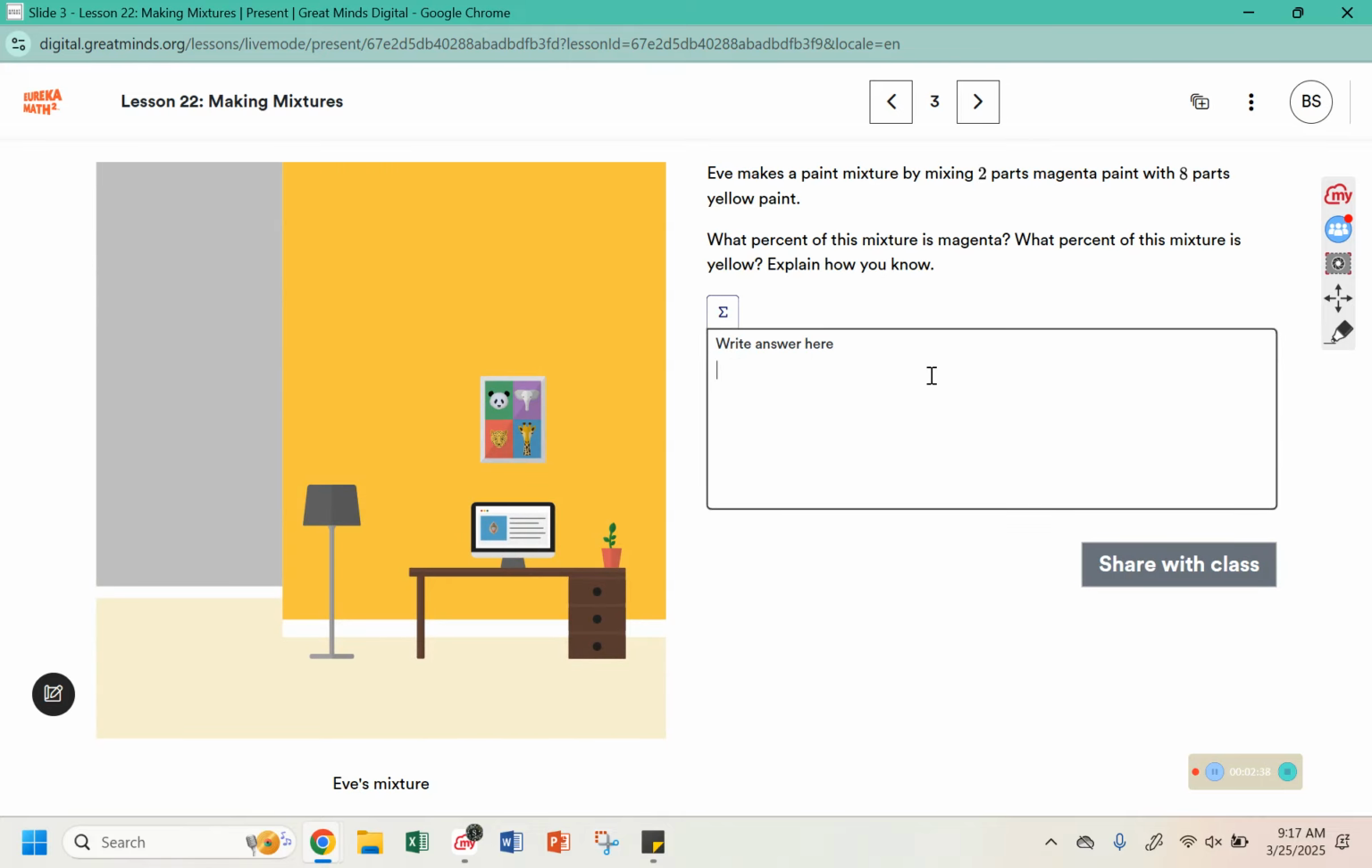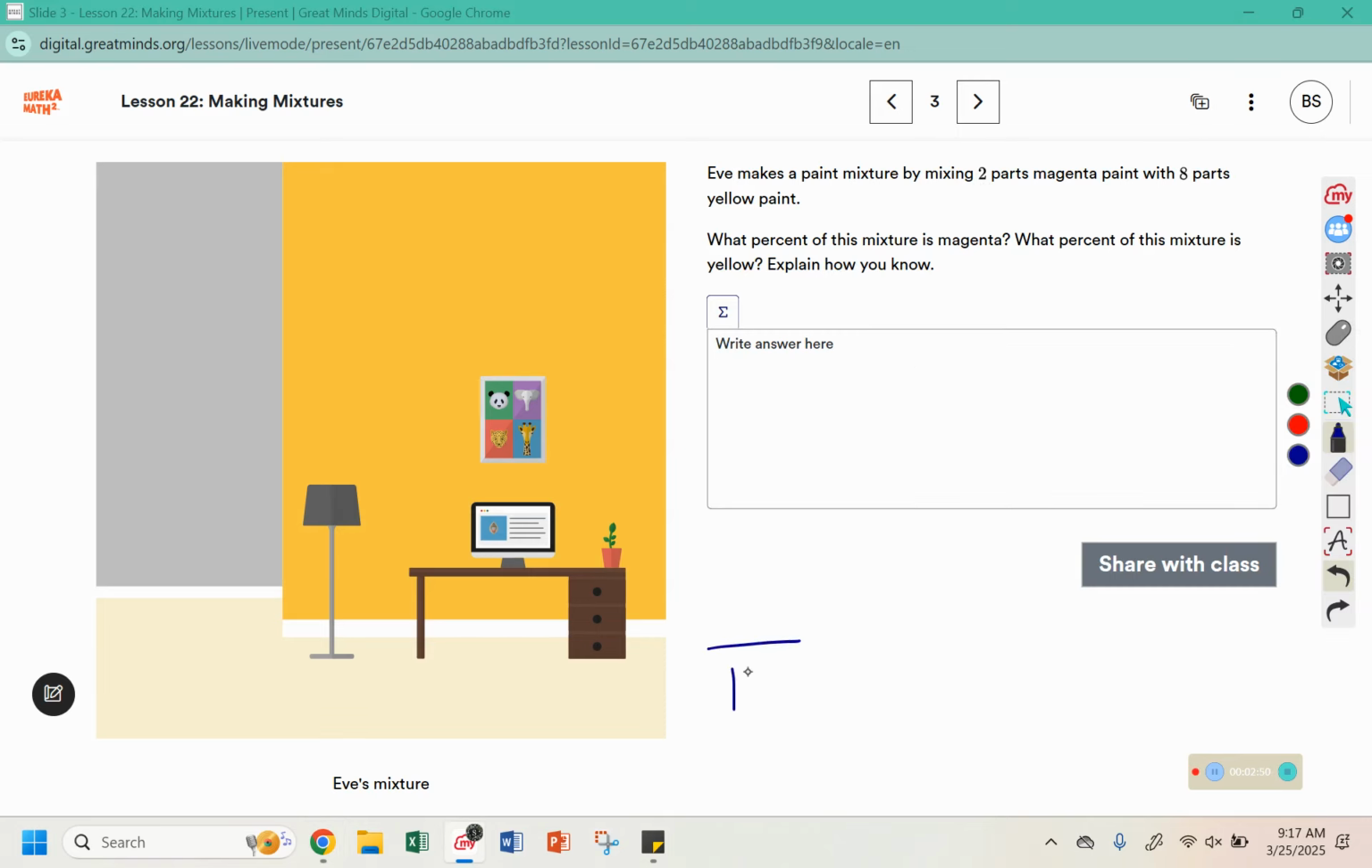Eve makes a paint by mixing 2 parts magenta with 8 parts of yellow. What percent is magenta? So altogether, there are 2 plus 8, that makes 10 parts. And it asks what percent is magenta. 2 of the parts are magenta. So if we cross multiply and divide, that would give us 20% is magenta.